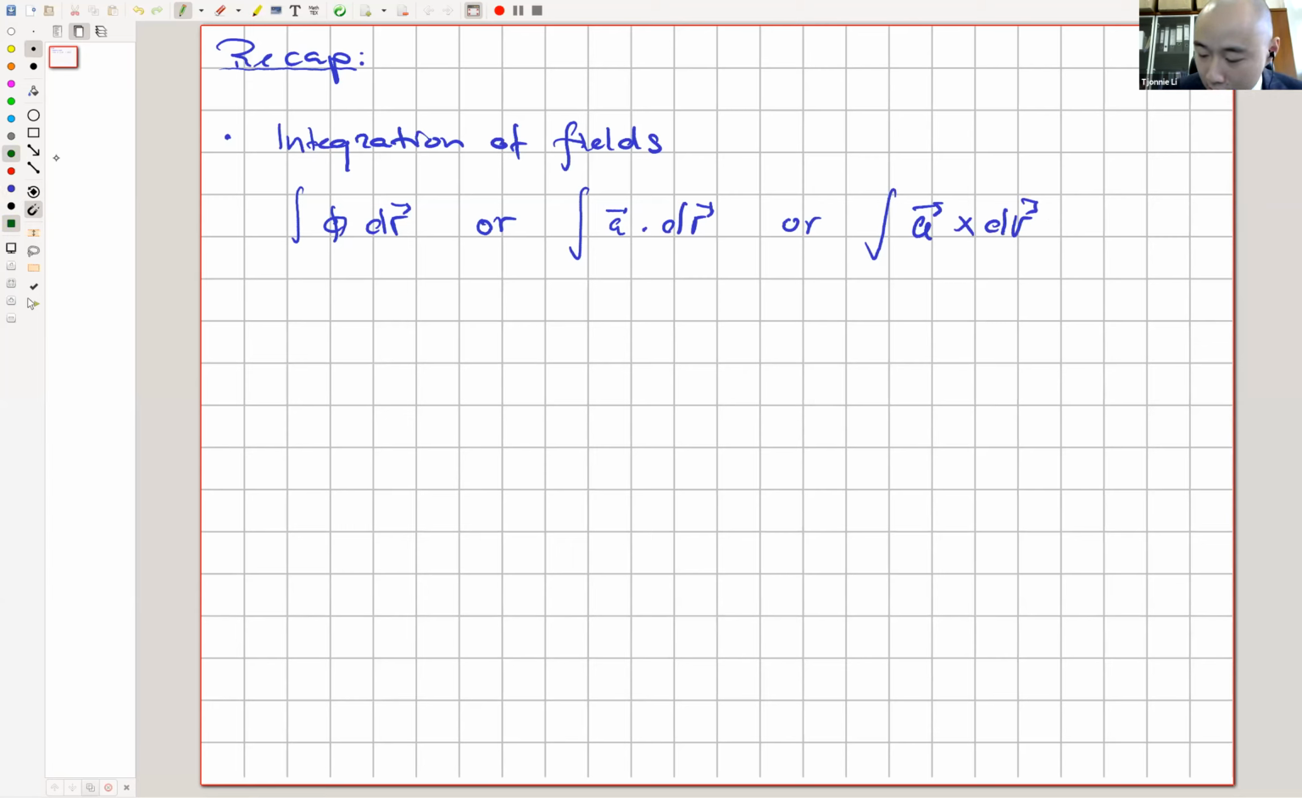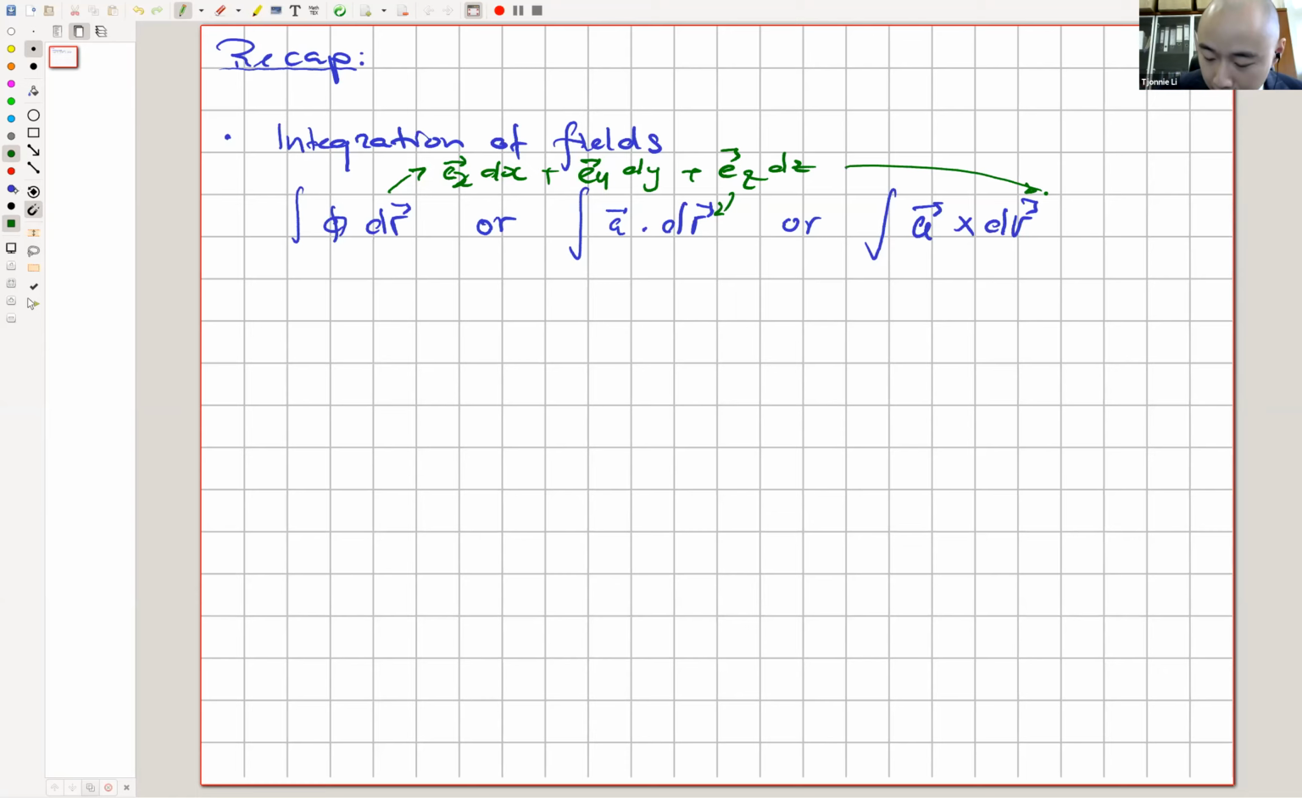In this case, this dr is just any old path that you can think of, or if you want to decompose it, you can think of it as ex dx plus ey dy plus ez dz. So indeed, we can consider integration over scalar fields and vector fields, and with vector fields there are dot and cross products.